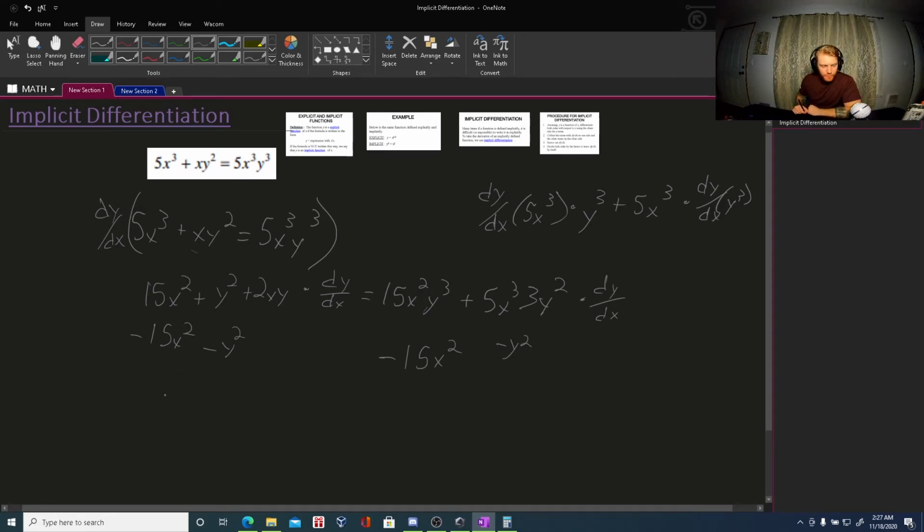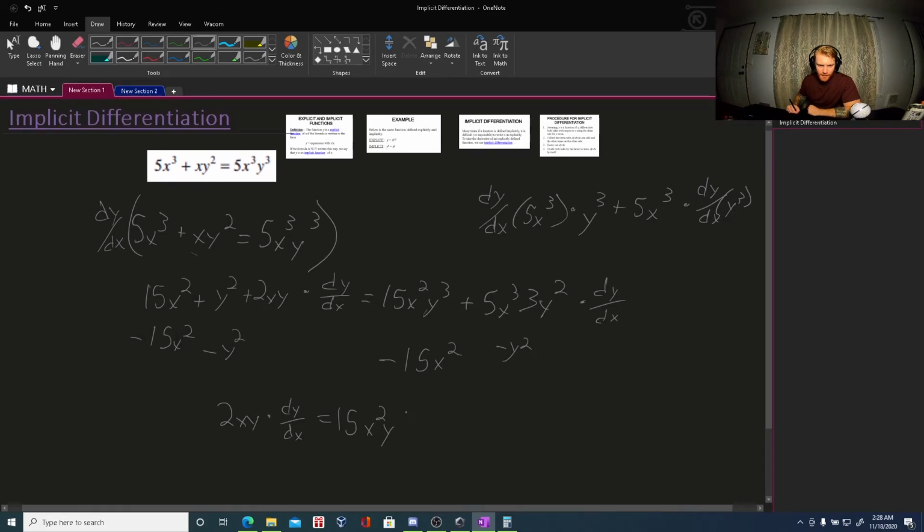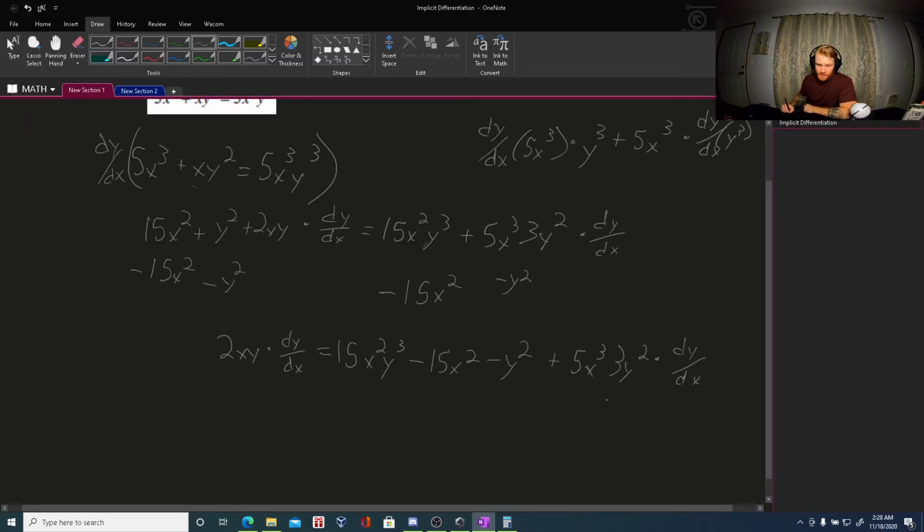So, from here we're going to have 2xy times dy/dx equals 15x squared y cubed plus, let me tack that y cubed, I'll tack the other dy/dx on the end to keep things clean. So minus 15x squared minus y squared plus 5x cubed 3y squared times dy/dx. Now that looks somewhat better. From here we can subtract this 5x cubed 3y squared times dy/dx from both sides of the equation.